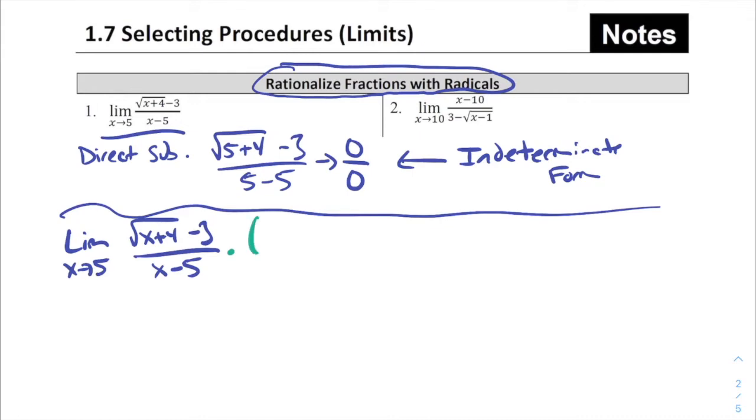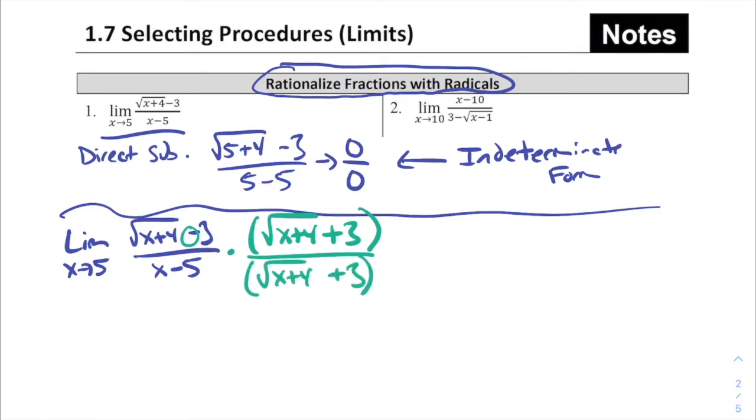I'm going to multiply by the square root of x plus 4, and because this was a minus 3, I'm going to have a plus 3 for that conjugate. And I need to multiply this expression in both the numerator and the denominator. So that's the square root of x plus 4 plus 3 divided by the square root of x plus 4 plus 3.